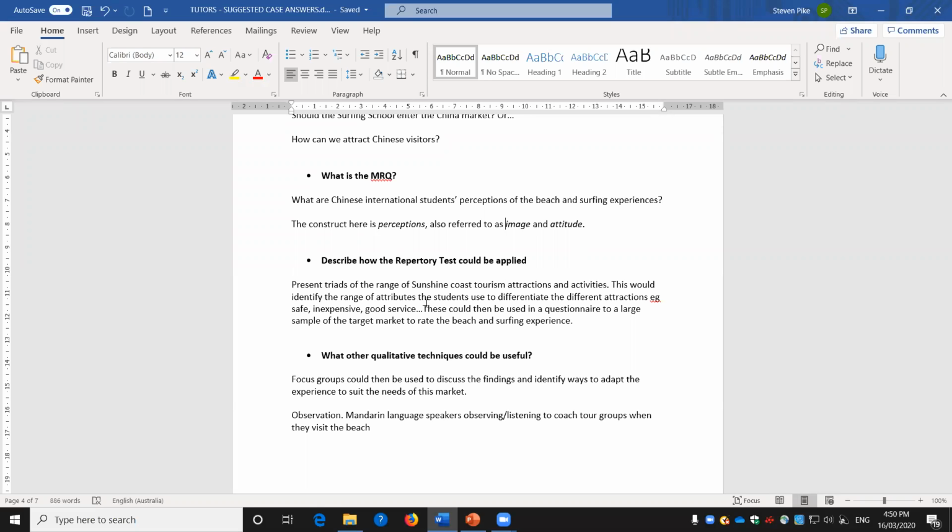Another qualitative technique that would be really valuable is having Mandarin language speakers observing these visitors to the beach. So the visitors wouldn't know that they're being observed. They're not being asked to participate in any research. So we would be observing them in their natural environment.